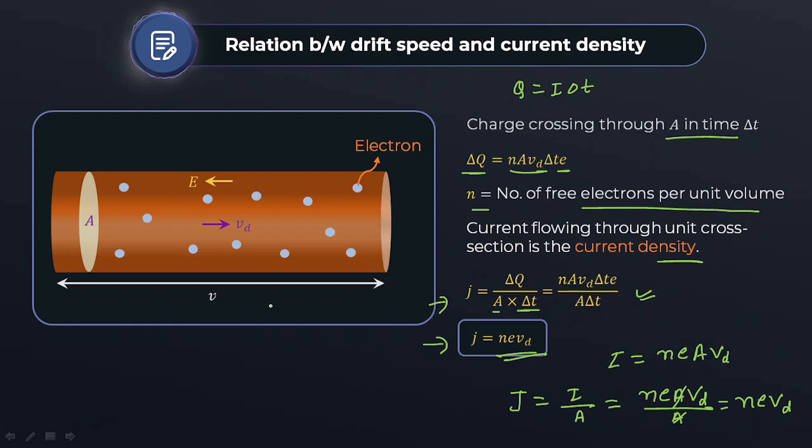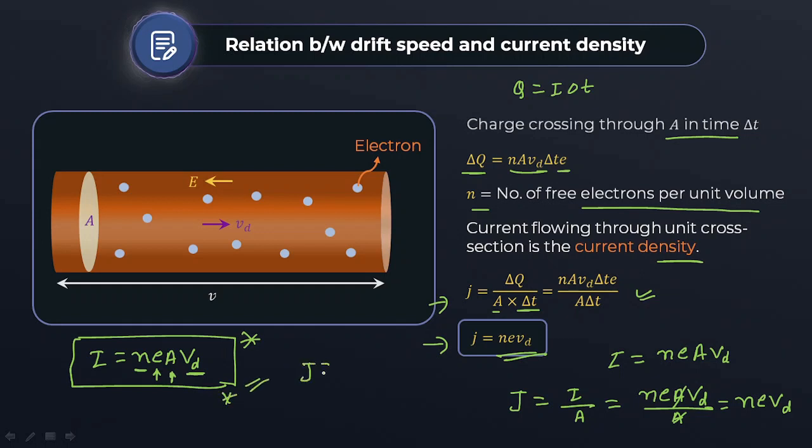So one formula till now what we have studied is value of current, that is equals to NEAVD, where N is number of free electrons per unit volume, E is charge on electron, A is area of cross section, VD is drift velocity. Direct questions they have asked on this formula, so please remember it. NEAVD, 2-3 times if you write, you can easily remember, right?